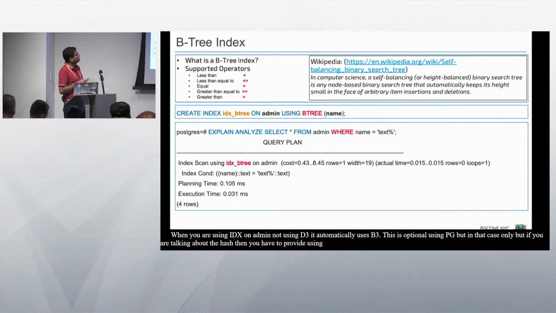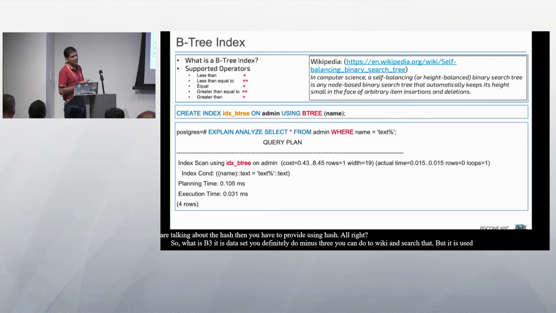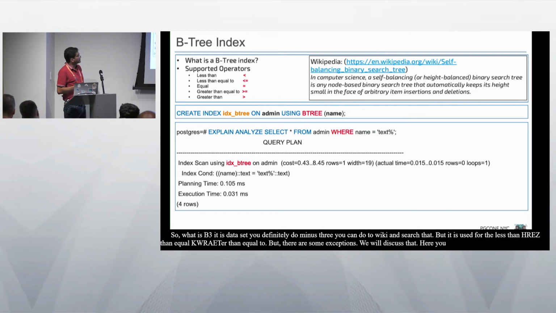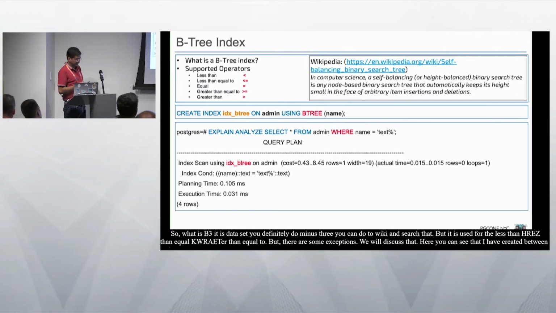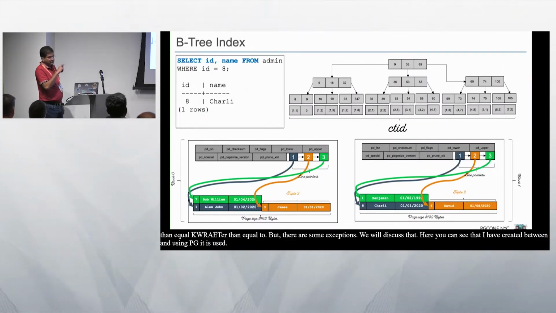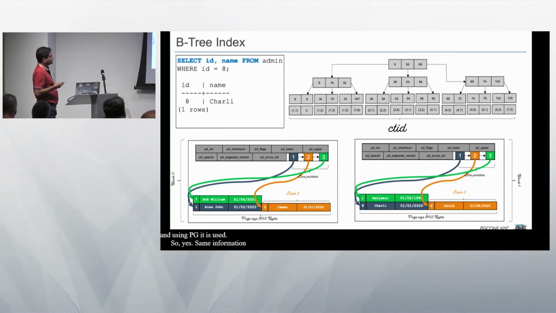All right. So what is B-tree? B-tree is a data structure. You can go to Wikipedia and search what a B-tree is and what it looks like. But it is used for less than, equal to, greater than or equal to, and greater than, almost everything. But there are some exceptions, we will discuss that. So here you can see that I have created a B-tree index using B-tree, okay? In a block, you can see the same information is stored.